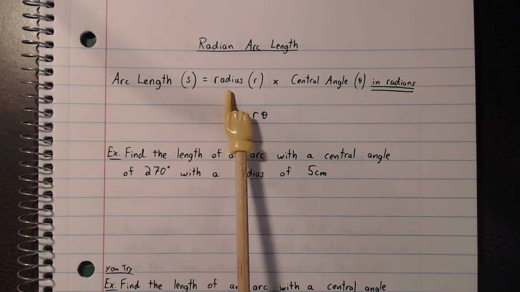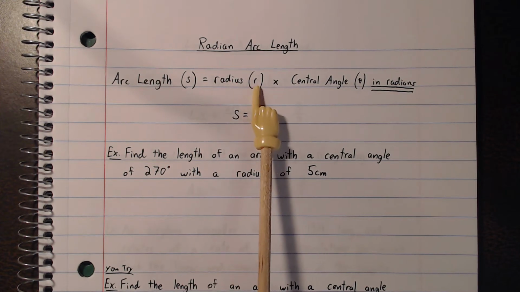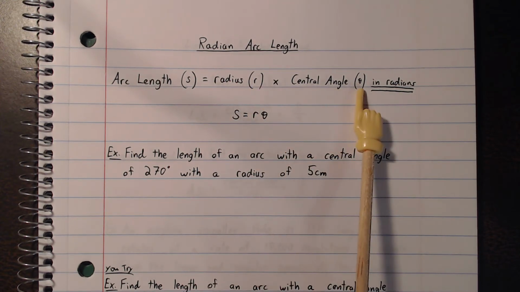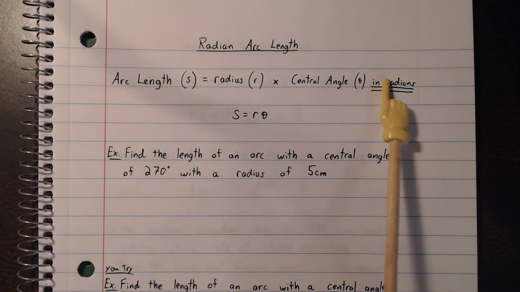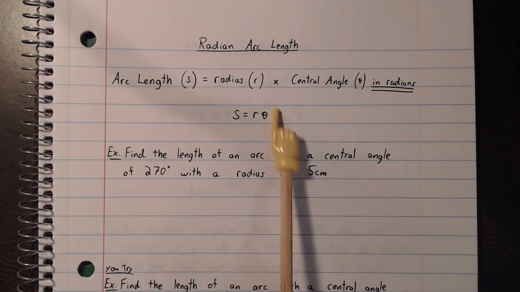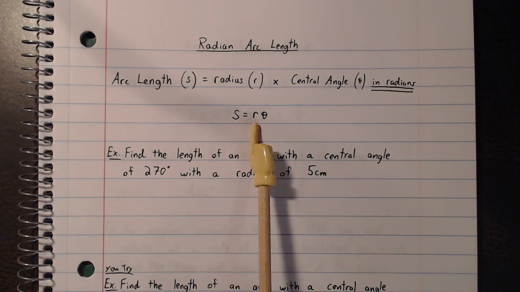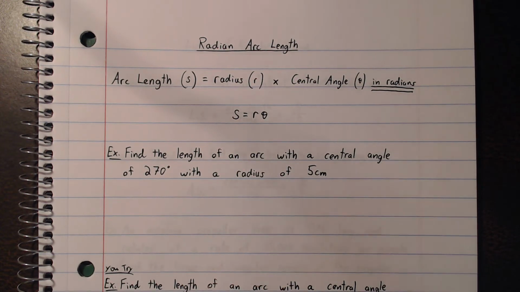It's going to be equal to the radius times the central angle theta in radians, which makes sense because this is radian arc length. So here's your formula: arc length equals radius times theta. So what do we have to do? We have to take whatever they give us and convert it into radians and then multiply by the radius. Pretty simple.